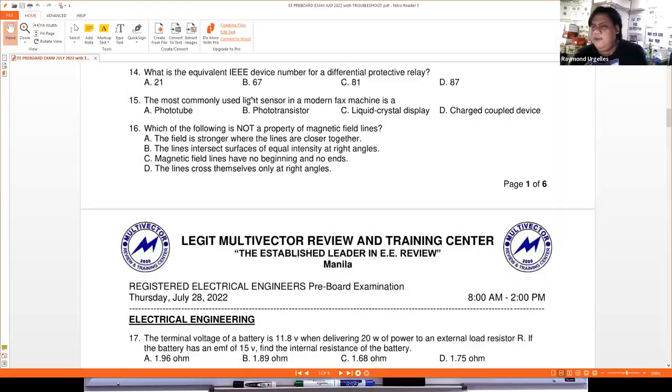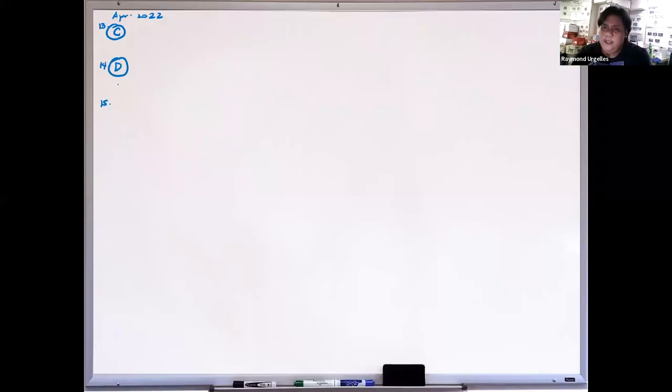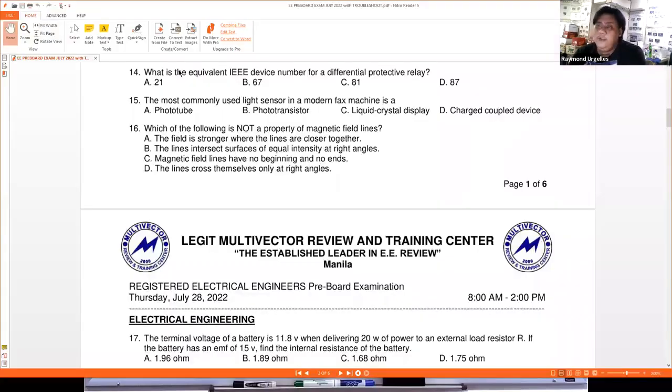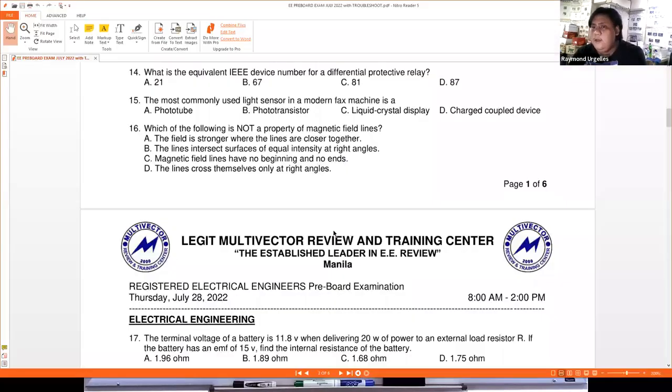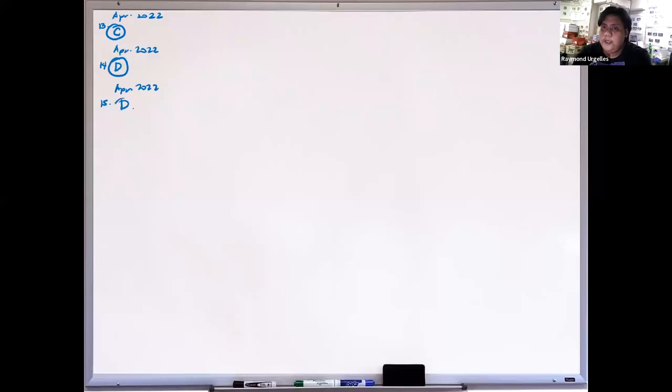Number 15, ito lumabas na rin dati, although this is around 2006 or 2007 pa. Before pa umupo yung mga examiners, kaya hindi ko na isasama dito. Lumabas lang ito noong April 2022, pero lumabas na rin yan dati. Nasa compilation natin, kung nabasa nyo na yung compilation sa mga senior ko sa inyo na books. So this is April 2022. Commonly used light sensor in a modern fax machine. So this is the charge coupled device. So this is letter D.